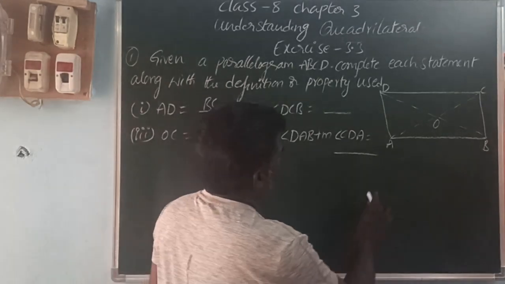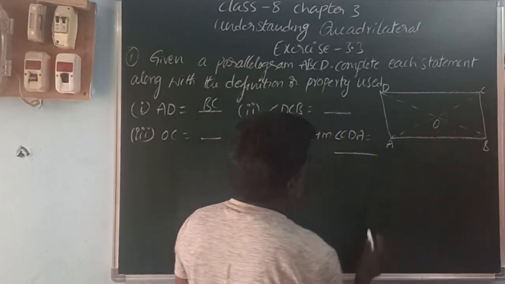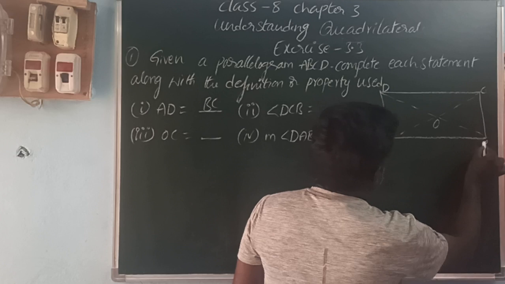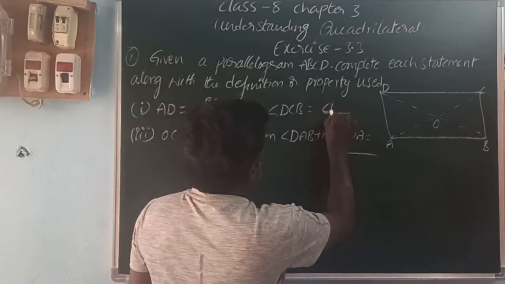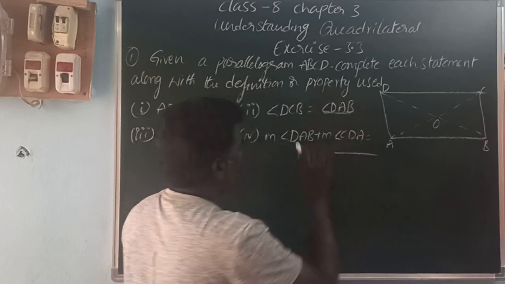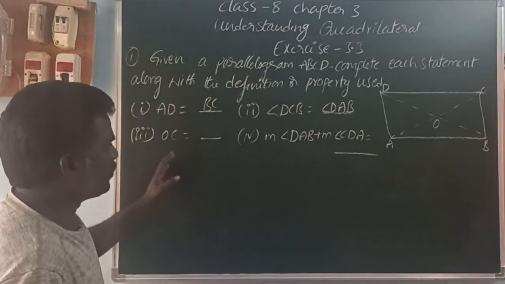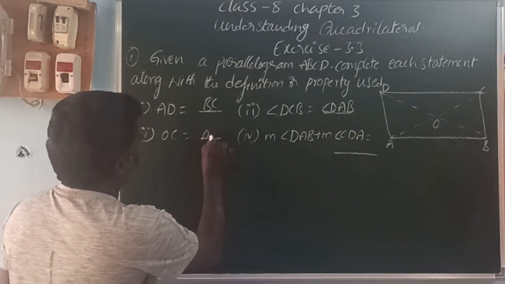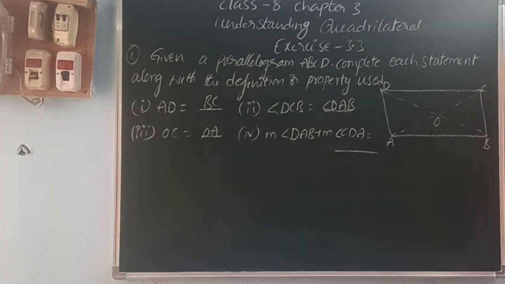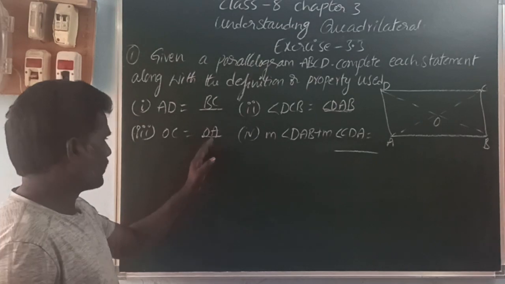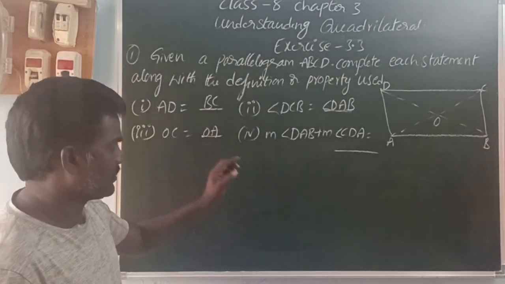Next, angle DCB is equal to what? DCB means this angle C is equal to angle DAB. Opposite angles are equal. Next, OC is equal to OA. Diagonals bisect each other.